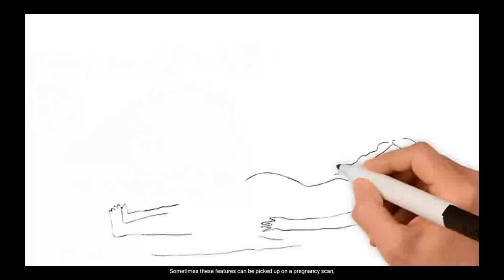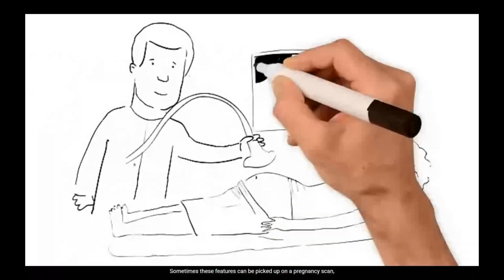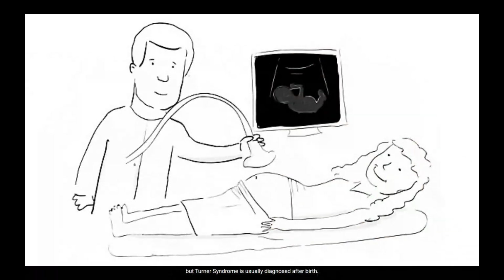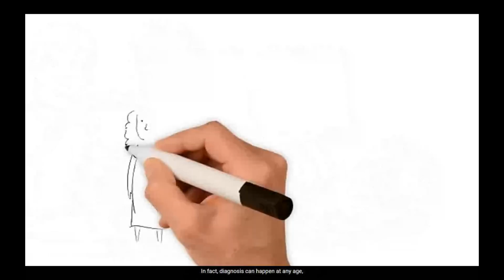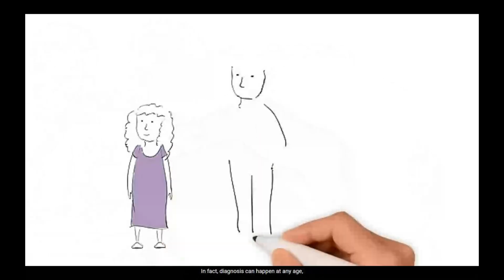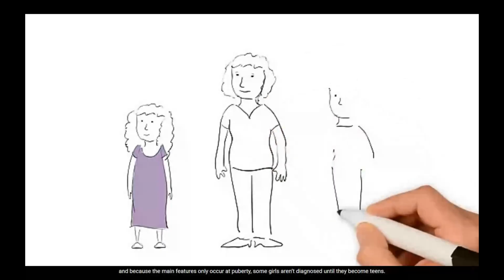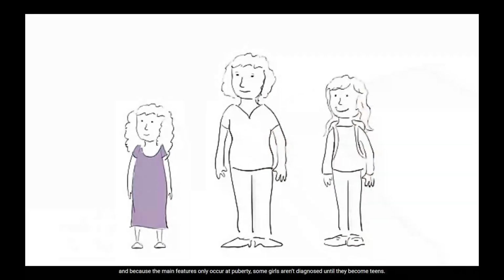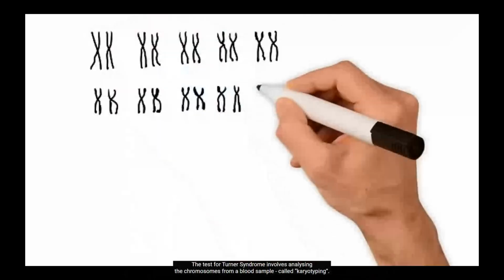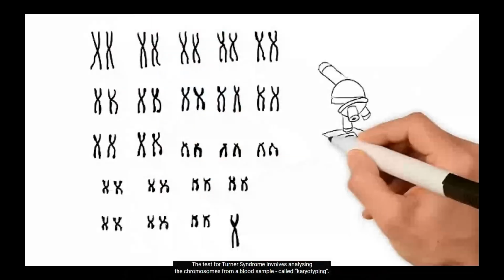Turner syndrome is usually diagnosed after birth. In fact, diagnosis can happen at any age, and because the main features only occur at puberty, some girls aren't diagnosed until they become teens. The test for Turner syndrome involves analyzing the chromosomes from a blood sample called karyotyping.